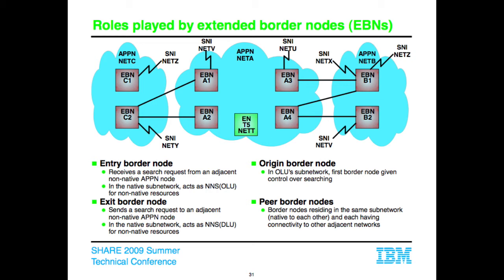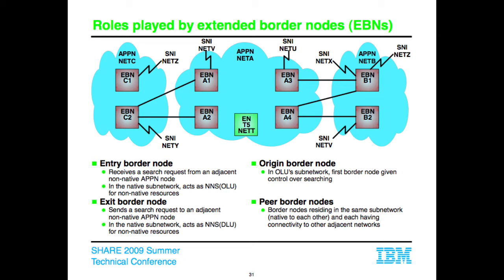At the same time, an exit border node is the border node that sends a search request across a network boundary into another network. So for that same example, where a search originated in NetC and C2 sent the request over to A1, C2 would be the exit border node in the NetC network, and A1 would be the entry border node in the NetA network. If that same search then flows through A3 out to B1, then A3 becomes the exit border node in the NetA network, and B1 becomes the entry border node in the NetB network.